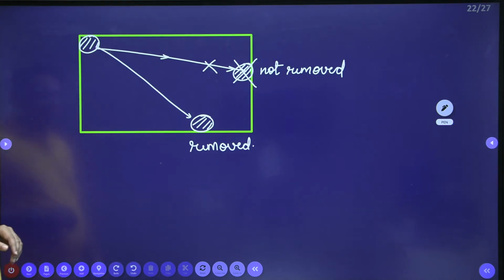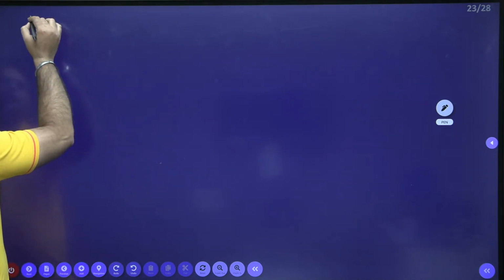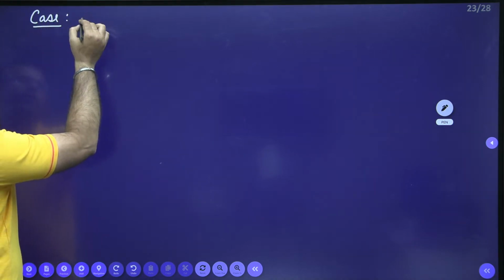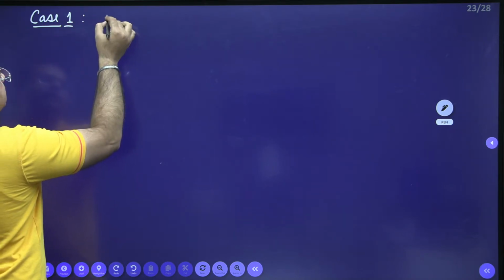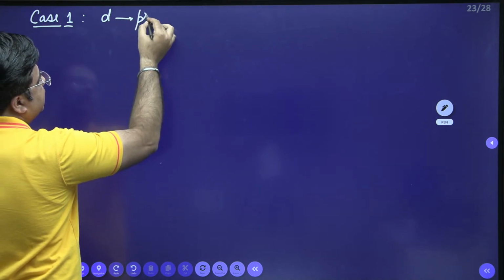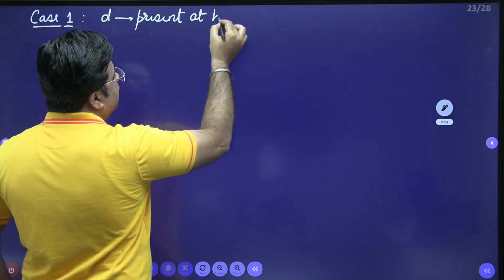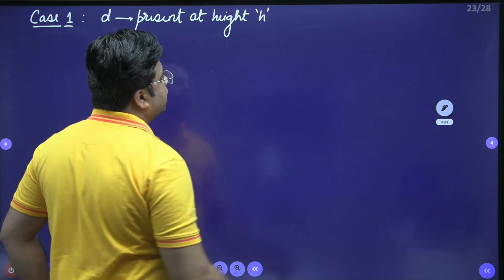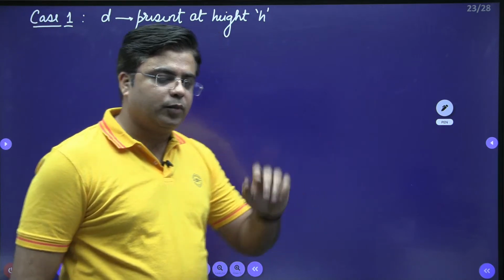Now, starting with my analysis. First one is case 1. The concerned size of the particle D present at height small h.